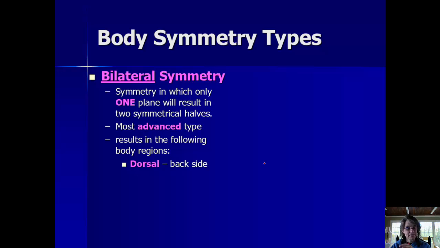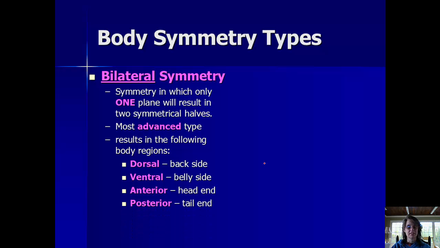Dorsal means the back side of an animal, like if you imagined a shark, its dorsal fin. Ventral is the belly side of an animal. Anterior means head end, and posterior means tail end.